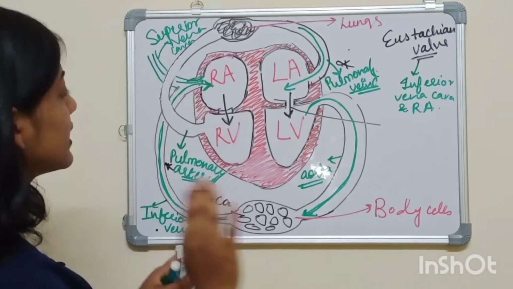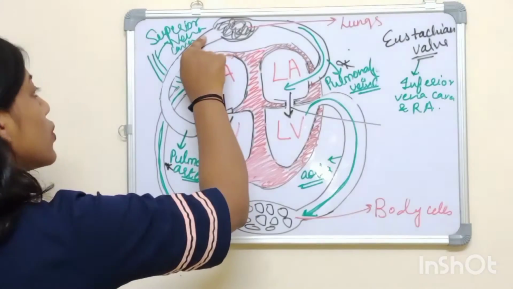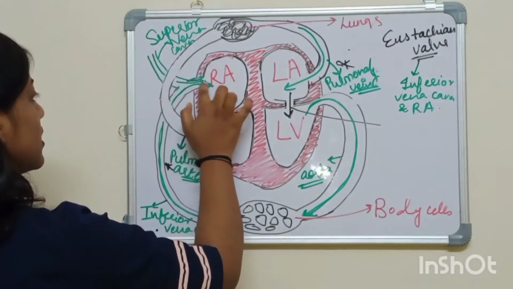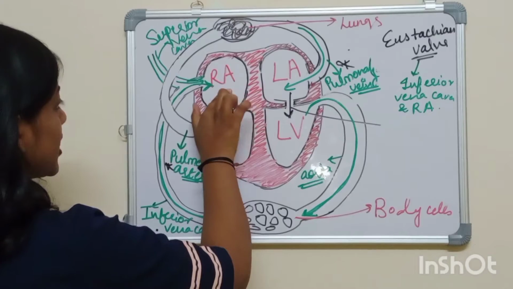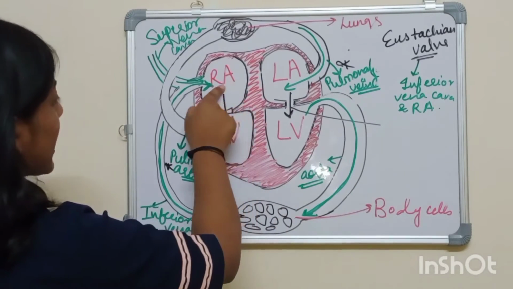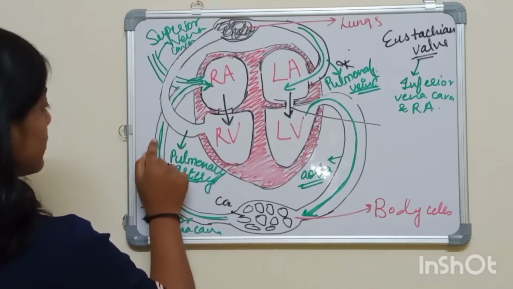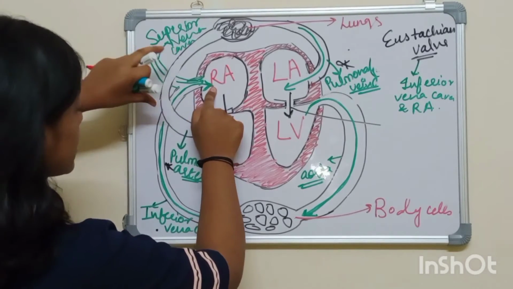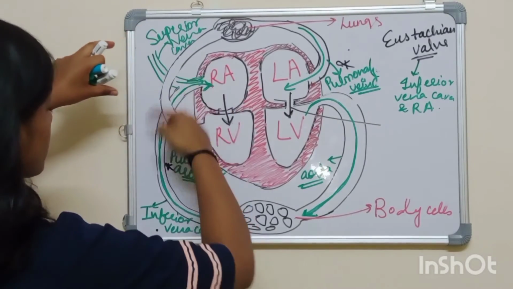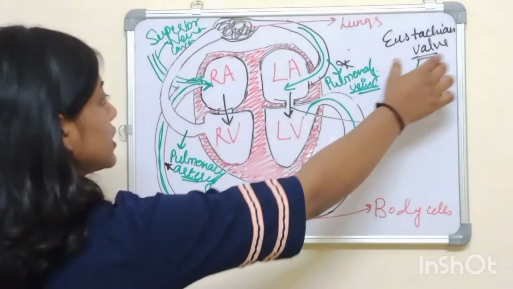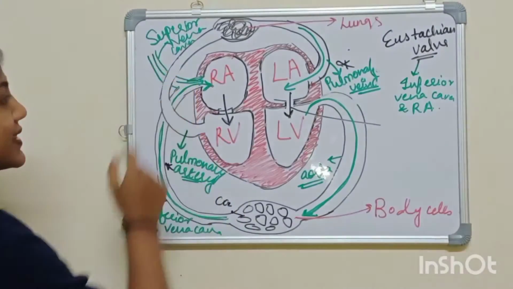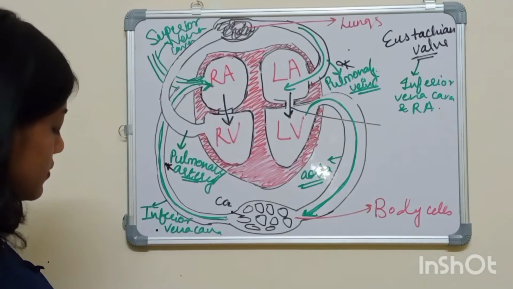Superior vena cava does not have any valve, because if blood flows from the upper body parts into the right atrium, there is no chance of backflow. But if the blood is flowing through the inferior vena cava and the valve is open, it can come back. So there is a valve called the Eustachian valve. Superior vena cava does not have any valve.